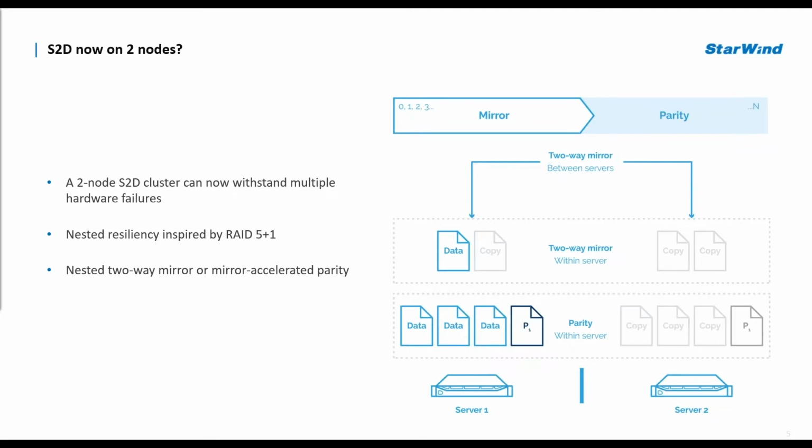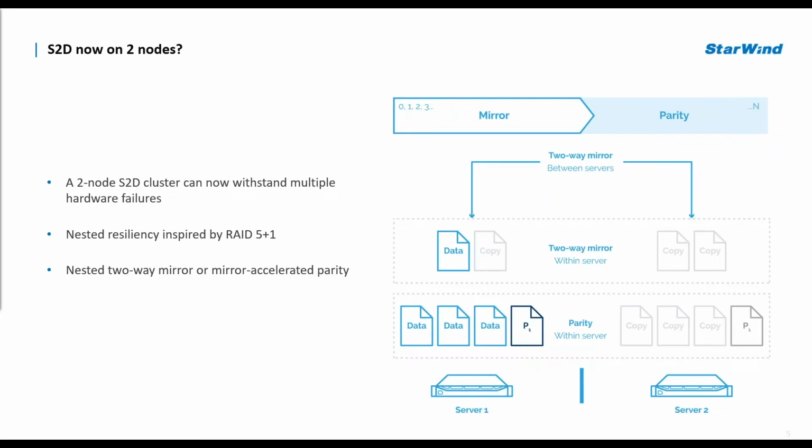So as far as we can see, this process is still good, but it lacks the performance that the nested two-way mirror gives us, since there is some time needed and some I/O cycles to calculate the parity and write it from the two-way mirror to the parity tier.